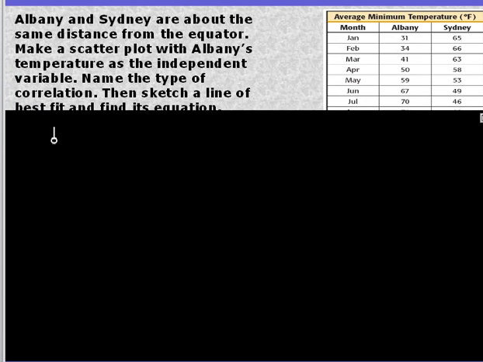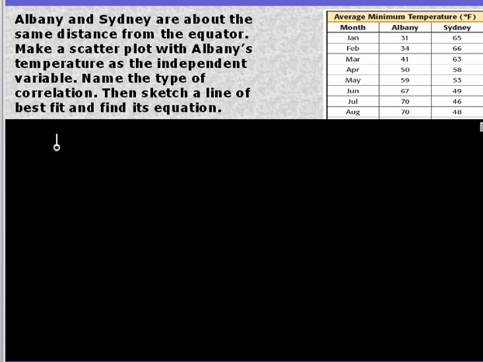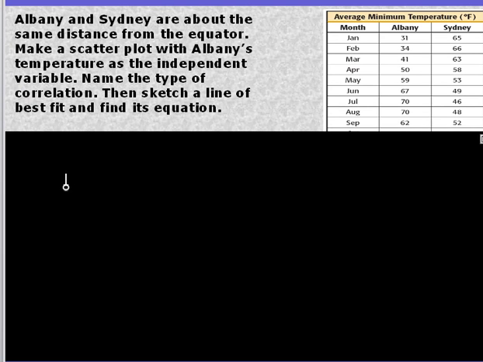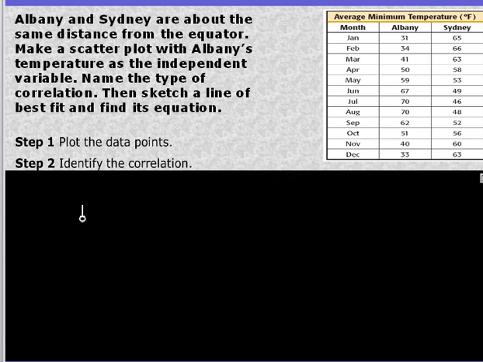All right, let's look at an example. Albany and Sydney are about the same distance from the equator. Make a scatter plot with Albany's temperature as the independent variable. Name the type of correlation, then sketch a line of best fit and find its equation.